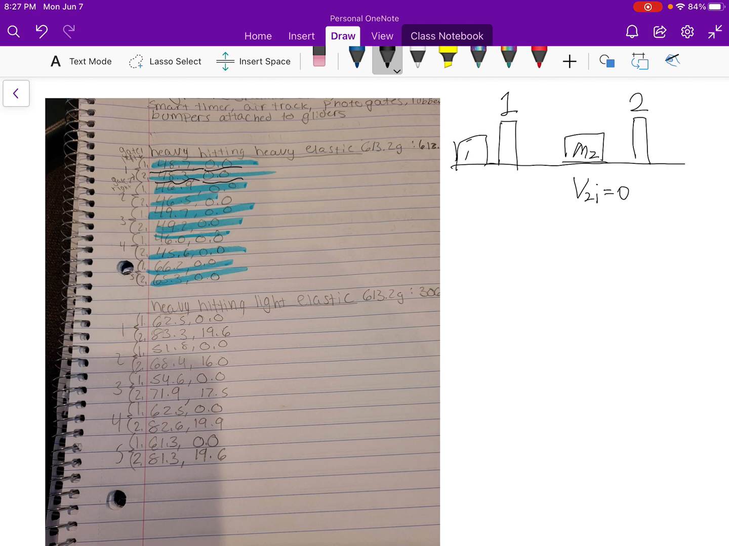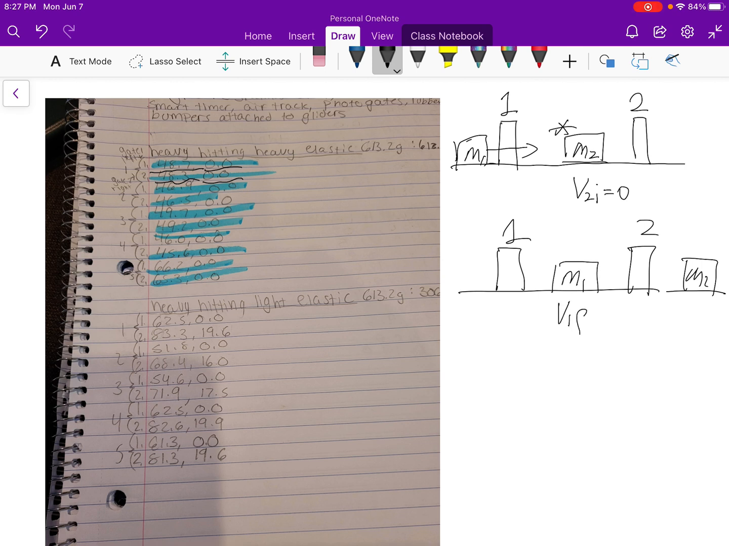So here's M1. It's a different story. M1 actually travels through this photo gate, right? So then the collision happens right here. And the next picture is here. The gates don't move. But here M2 has been pushed out. And M1 here is coasting at very low speed. So M1's final is near 0, right? So you just take it as 0.